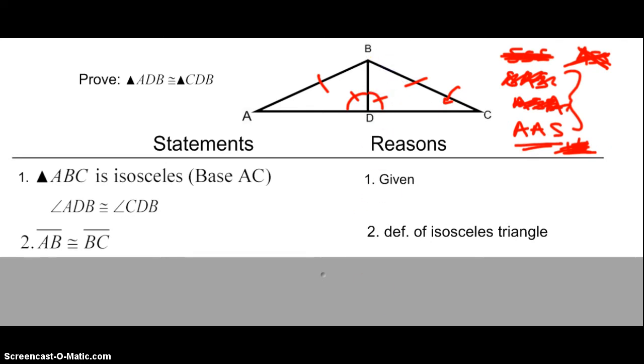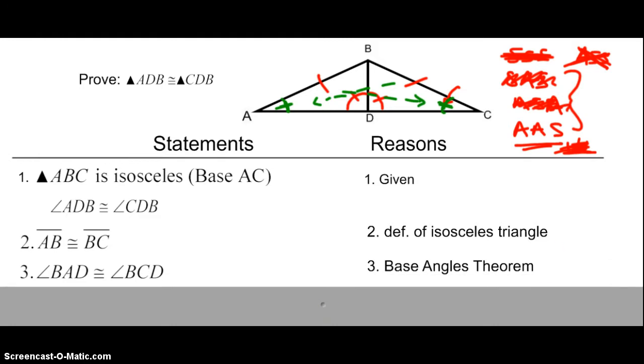Absolutely. We just talked about that base angles theorem, right? The base angles theorem says that if two sides of a triangle are congruent, the angles opposite those sides are congruent. So if I look at the angles opposite those legs, right here, that gets me this angle and this angle. Those angles are now congruent by the base angles theorem. Okay, so angle BAD is congruent to angle BCD by the base angles theorem.